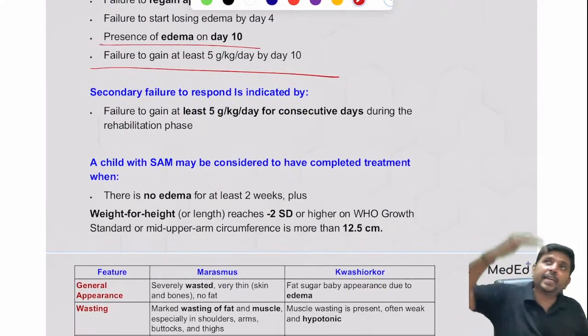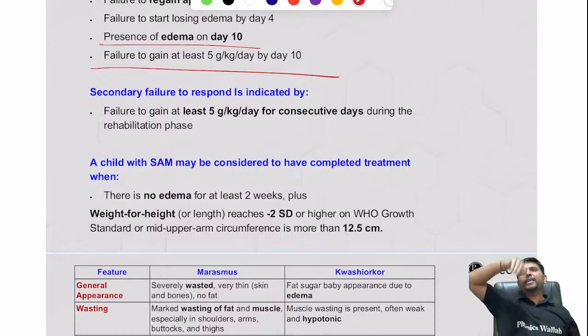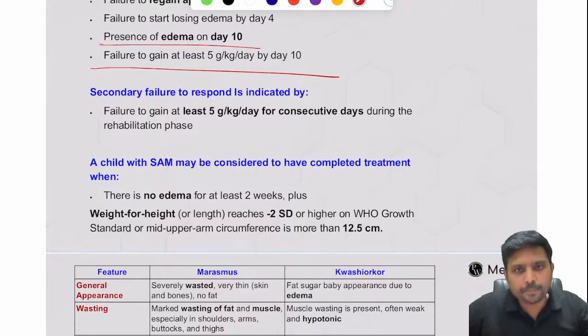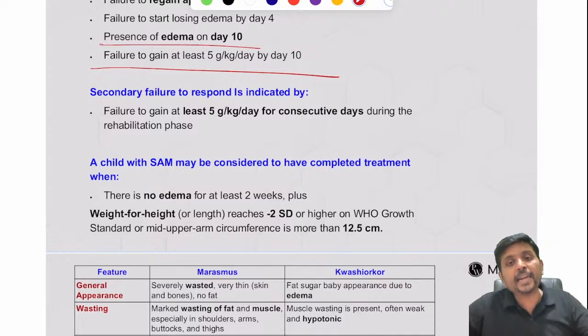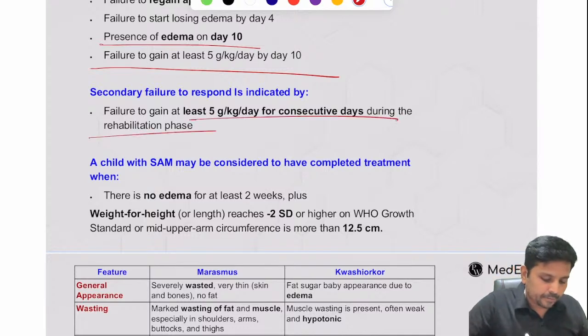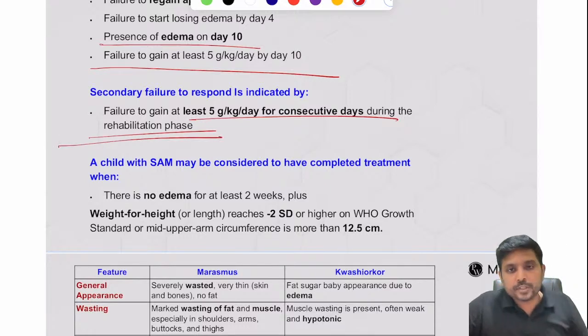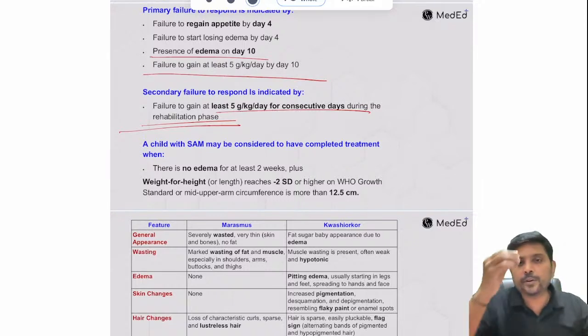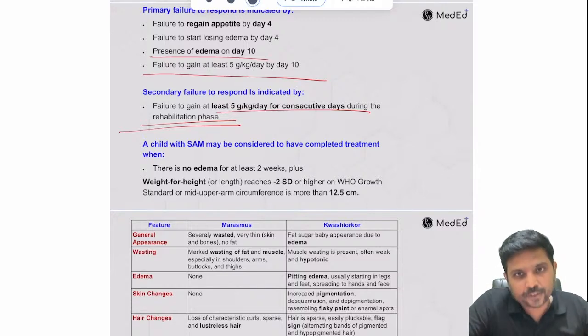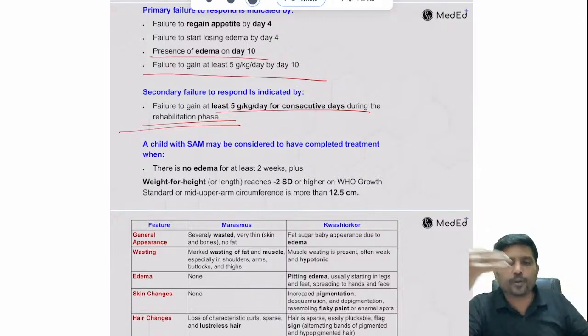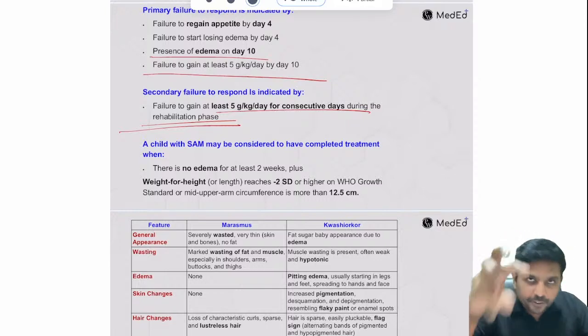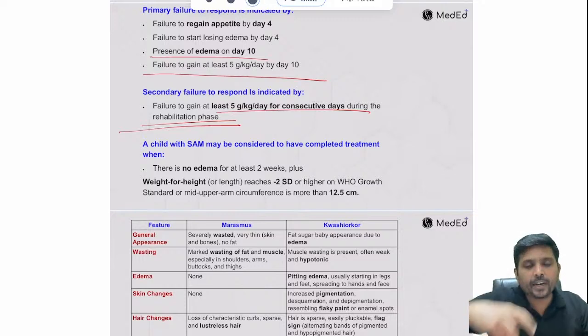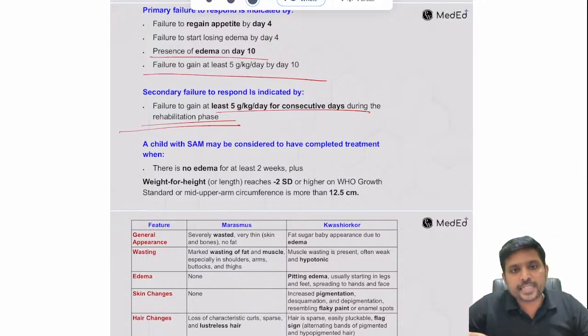Secondary failure means initially during the stabilization phase and maintenance phase, the child will be normal, but after some point of time, the child will fail to gain 5 gram per kilogram per day. So this is called secondary failure. Primary failure means failure to gain 5 gram per kilogram per day by day 10. Initially weight gain will be more than 5 gram per kilogram per day in the first 10 days. After 10 days, if the failure to gain weight occurs, then it is called secondary failure.